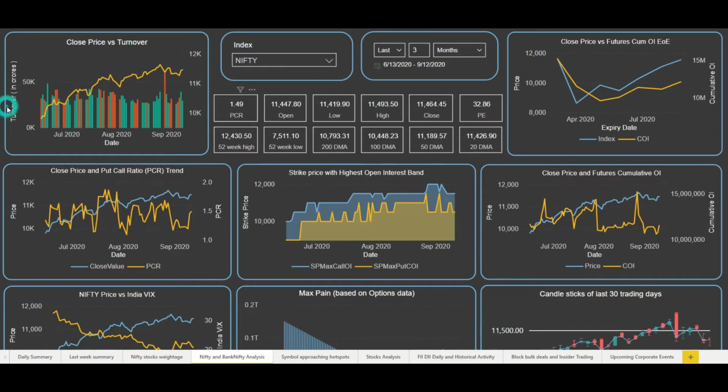Now coming to the boxes, you can see on the top of the page we have a few boxes. Let's discuss those. Starting with the first box, PCR. What is PCR? PCR is put call ratio. This metric is generally followed by traders, but it may be beneficial for investors also if they are investing for the short term. The value of the PCR is 1.49, which is the current value as per the available options market data. 1.49 is generally considered bullish momentum in the index. Any value above 1 is considered bullish for the particular stock or the index.